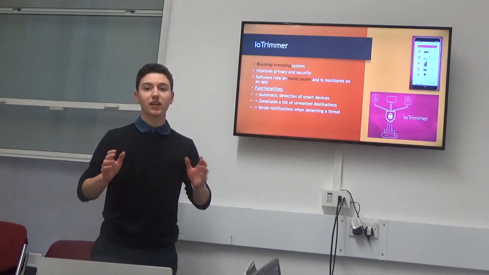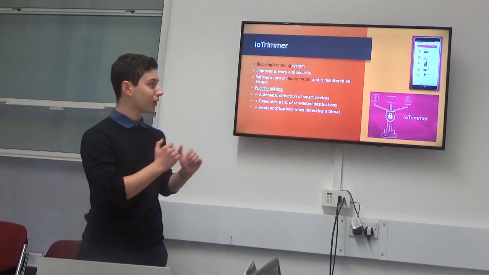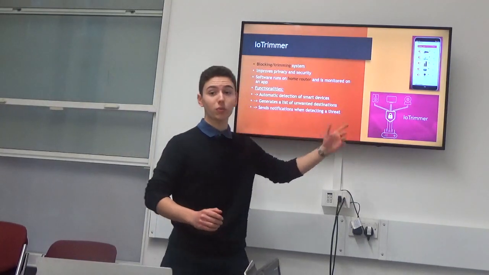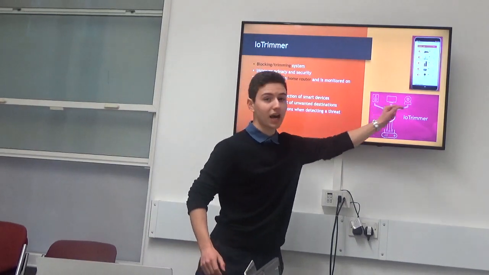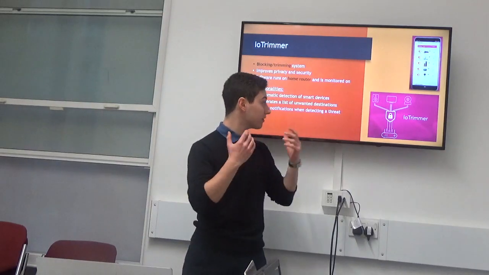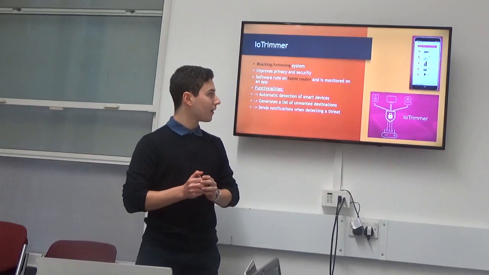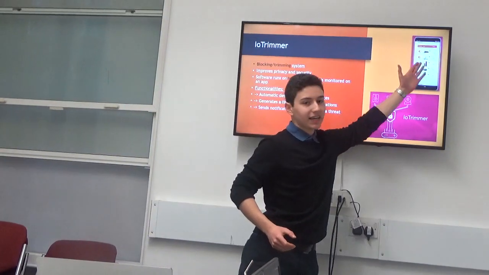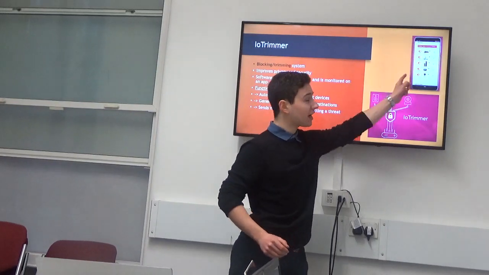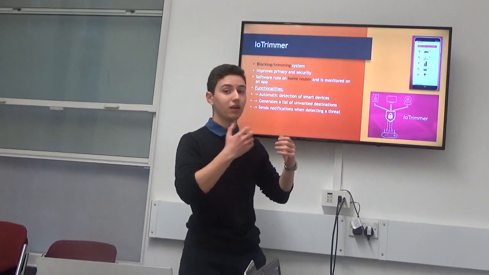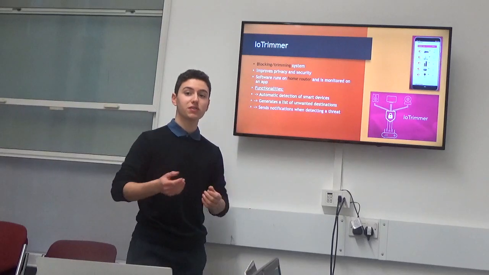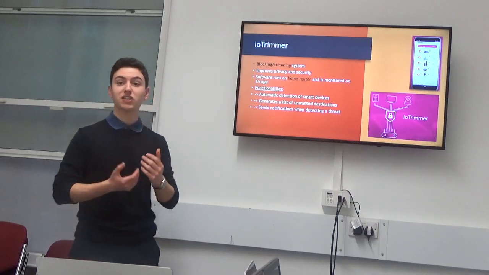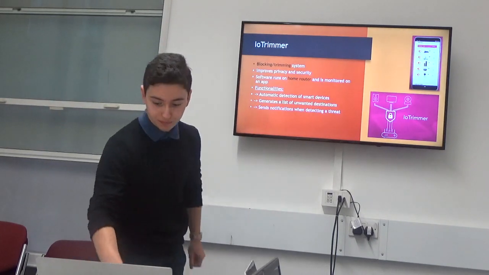So this blocking or even trimming system is called IoTrimmer. It is software that runs on the home router, which connects it directly to every single surrounding IoT device in a home. And as we said, it detects every device and can detect and block unnecessary destinations for the data for a particular device. And also, it can send notifications when it detects eventual threats.